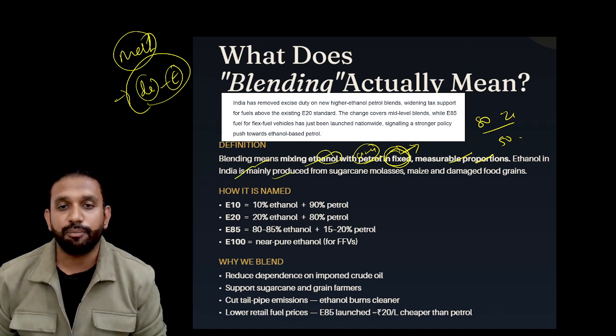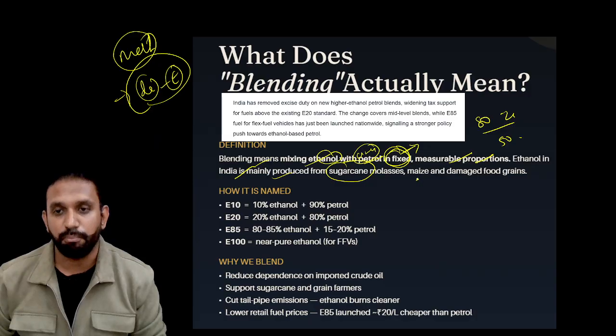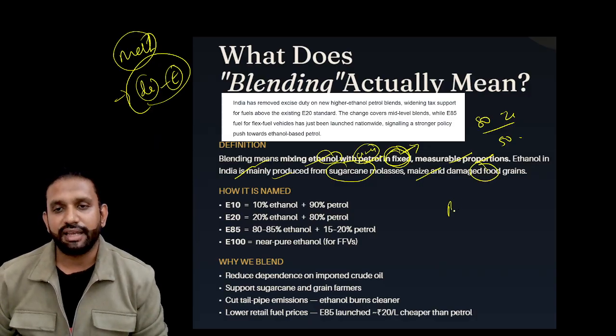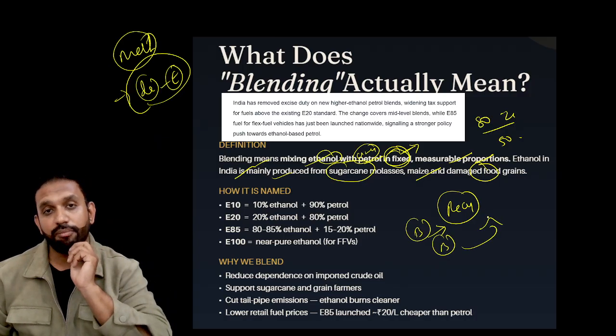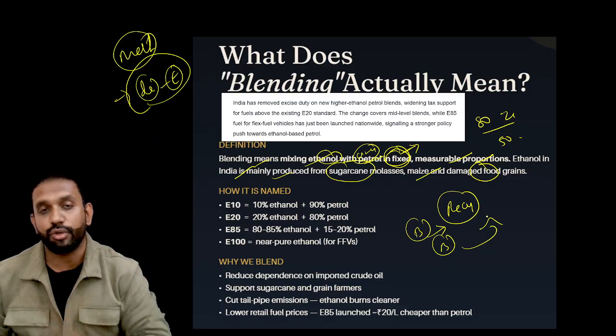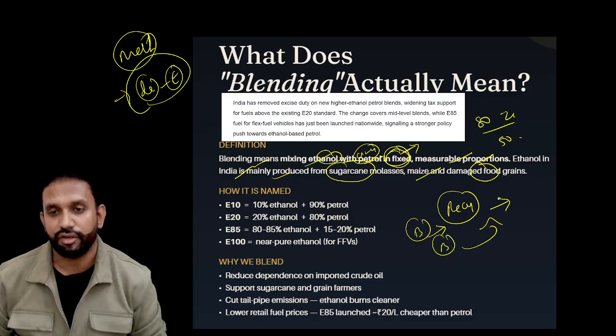Ethanol in India is mainly produced from sugarcane molasses, maize and damaged food grains. So completely we are doing recycling here. Biological decays are there. We are doing the biogeochemical cycles also. You will come across this. At that point I'll tell you one of the methods in the biogeochemical process. This is going to be one of the important areas that I am also covering there.